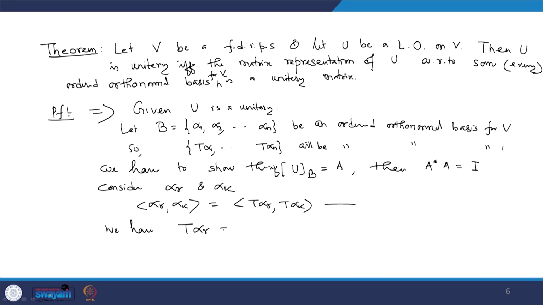Now, from the definition of the matrix representations, T alpha r will be what? This will be equal to sigma A i r alpha i, i equal to 1 to n. T alpha r will be written as a linear combination of the rth column of the matrix A, I mean the coefficients like A1 r, A2 r like this. This is from the definition only. I hope you remember this definition. And similarly, T alpha k will be what? In the case of k, it will be kth column. So, it will be sigma A j k alpha j, j equal to 1 to n.